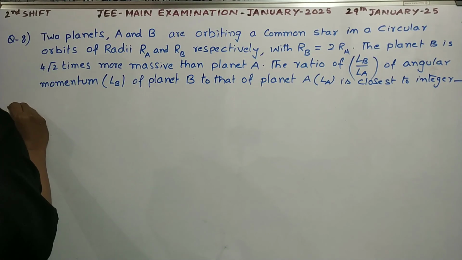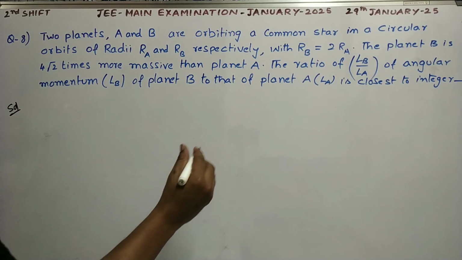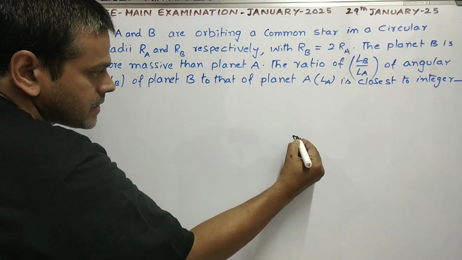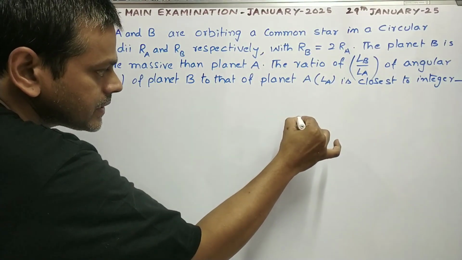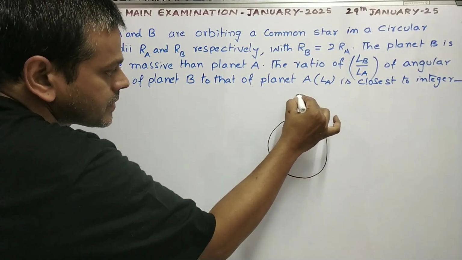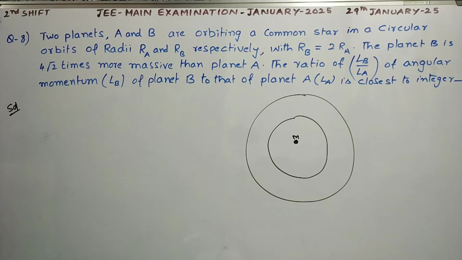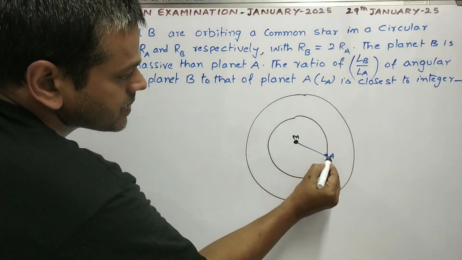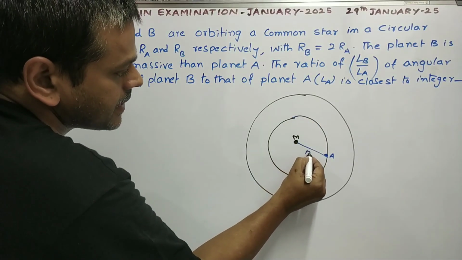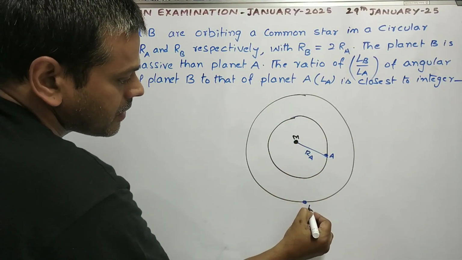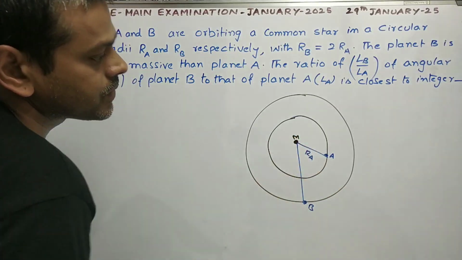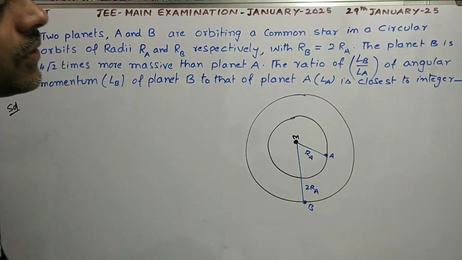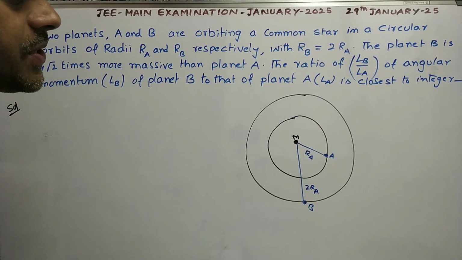To solve this, there are two planets orbiting a common star. Suppose this is a common star, its mass is M. Around this common star, two planets are orbiting. This is planet A, and the radius of its orbiting path is RA. The second planet, called B, is also orbiting around this same common star, and its radius is 2 times the radius of planet A. This is the information given.